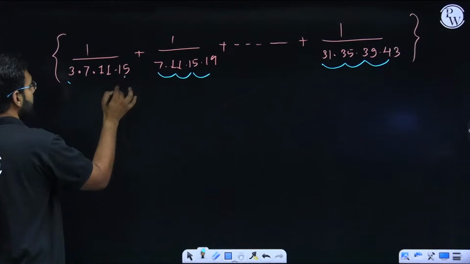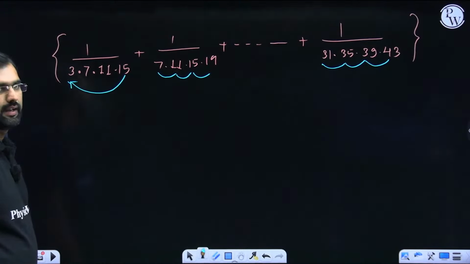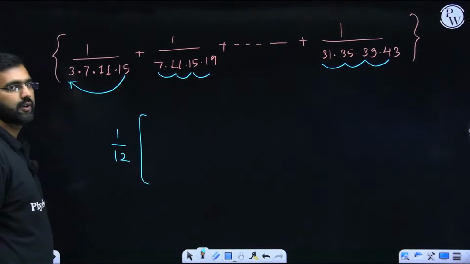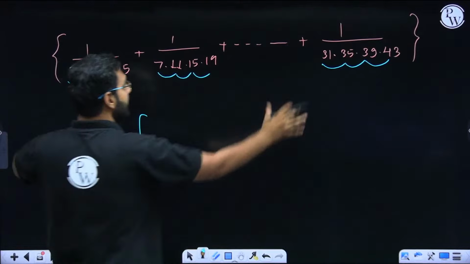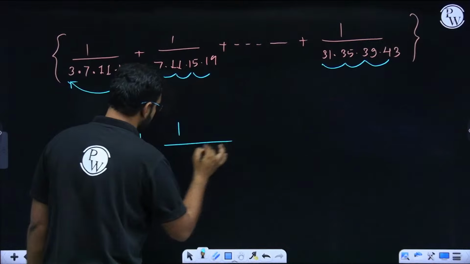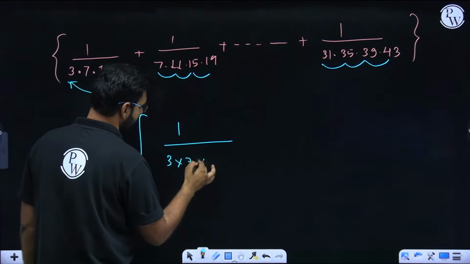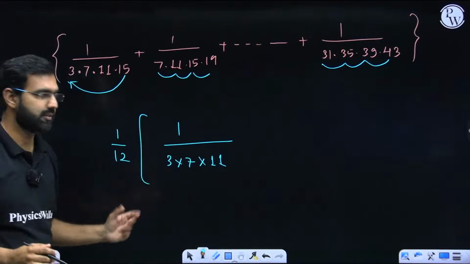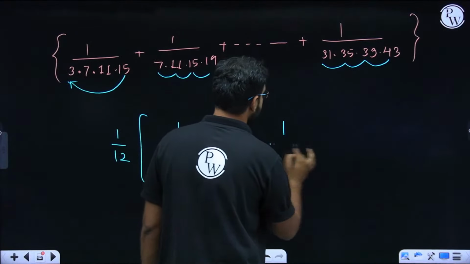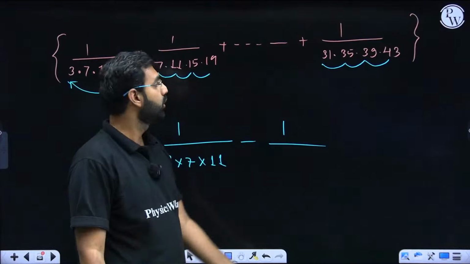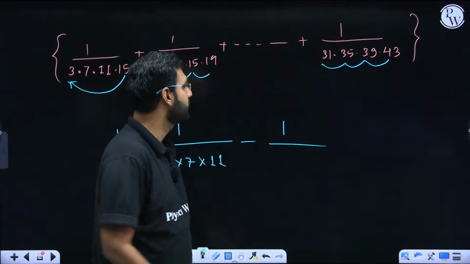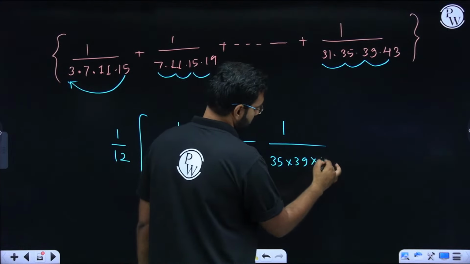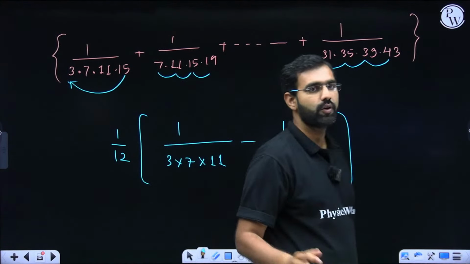Now with that AP coming in the picture, I need to do one thing only. Can you help me with the difference here? What is 15 minus 3? 15 minus 3 is 12. So write that 1 by 12 first. Everybody got that? Then write this and that. So this one is 1 by 3, 7, 11. Don't write the last factor in the first term. Minus, write the last term, but don't write the first factor in the last term. So it will be 35, 39 and 43. You solve this and this will be your final answer.